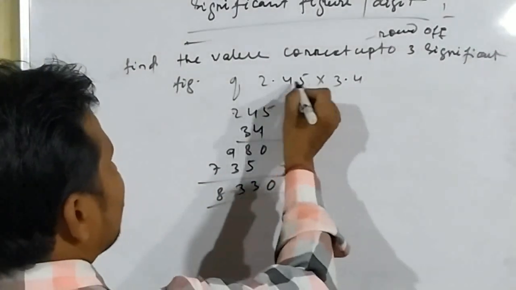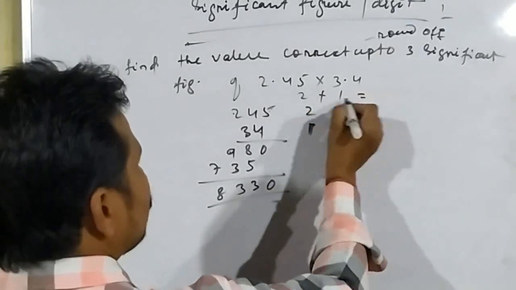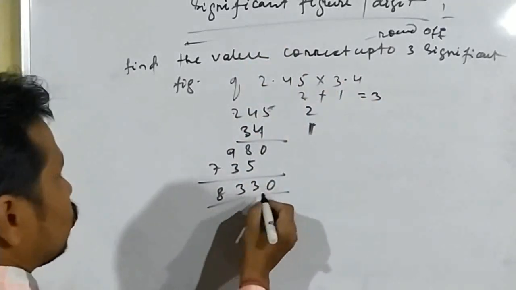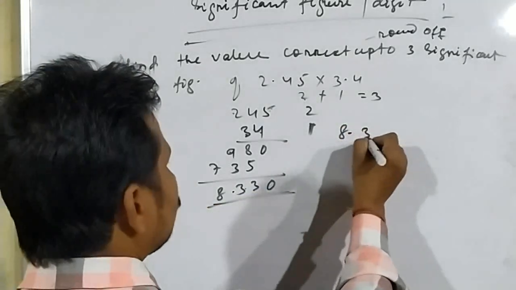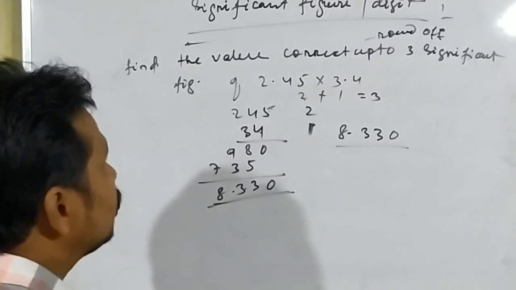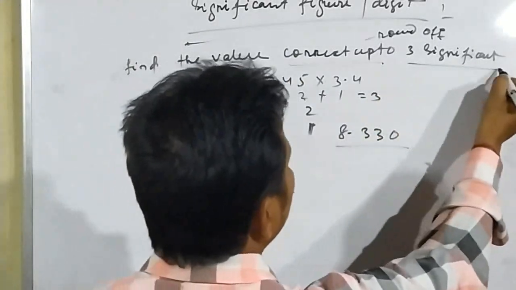So now here after the decimal point 2 digits are present, and here after the decimal point 1 digit is present. So 2 plus 1 equals 3. So the answer equals 8.330. Okay, so here again we have to correct up to three significant figures.